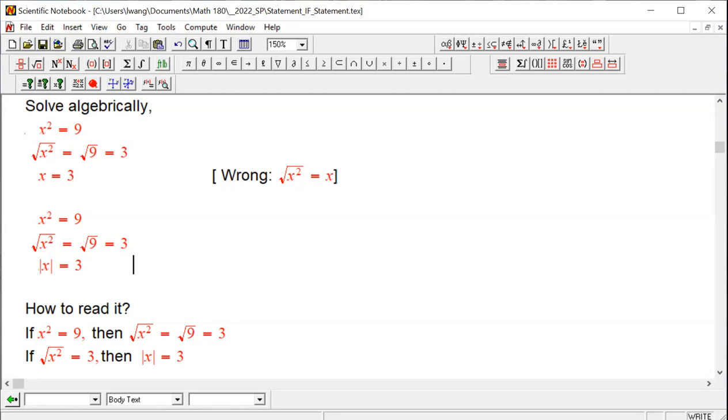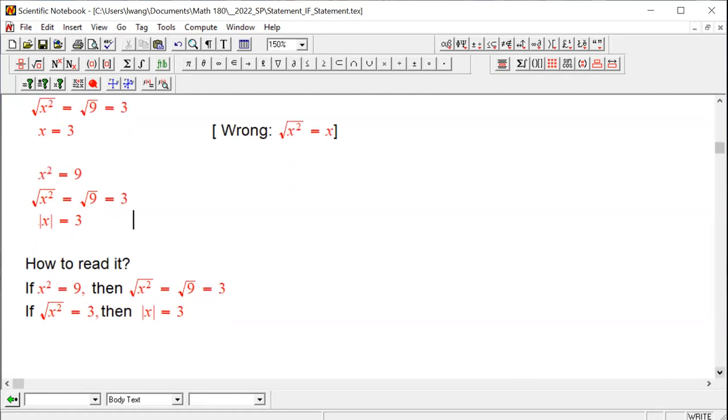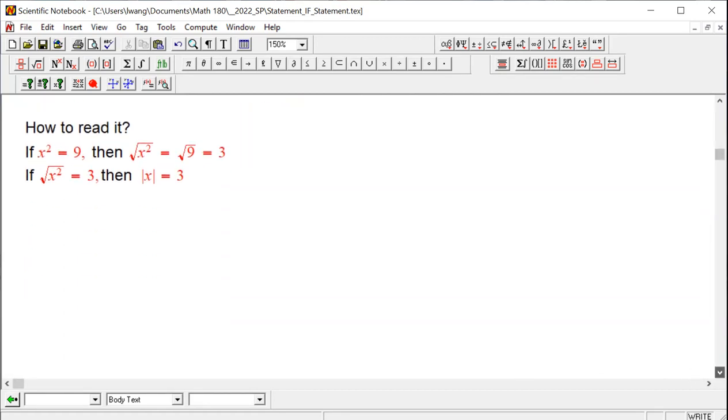All right, so when you read it, if then, if then, if then is in your mind consistently. So these are the cases when the if statement. So now we get to this point. And we still haven't found what x is. So we can use that graph.